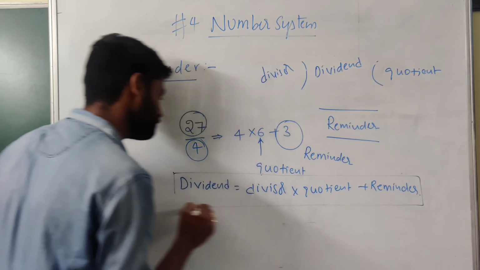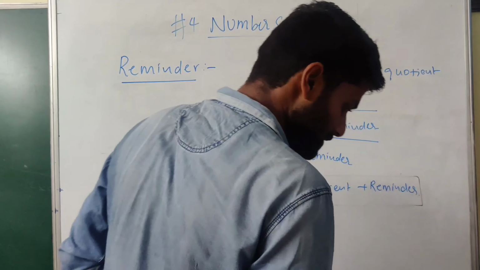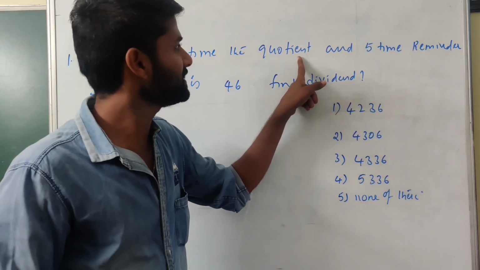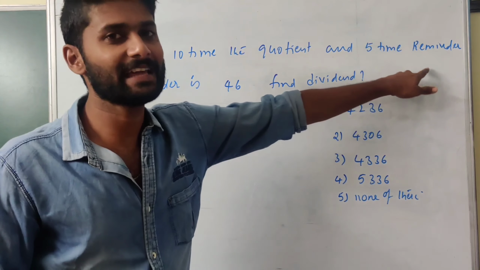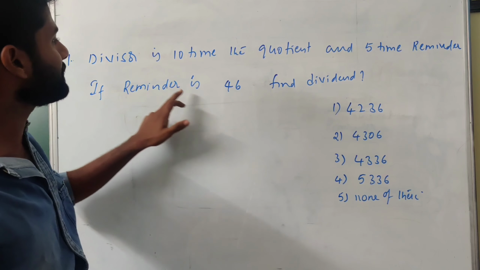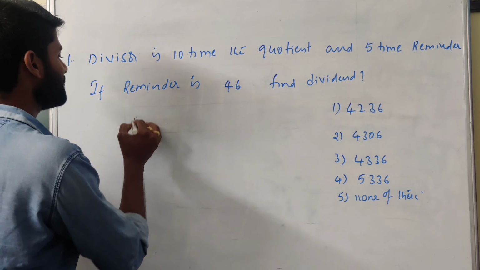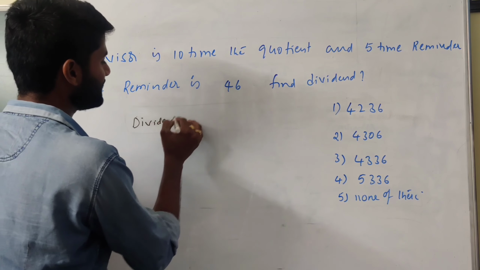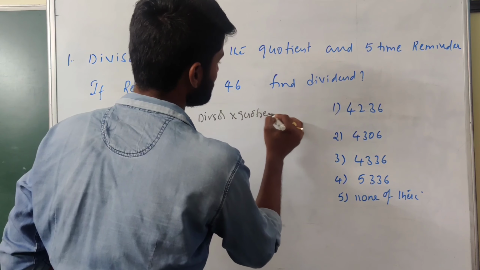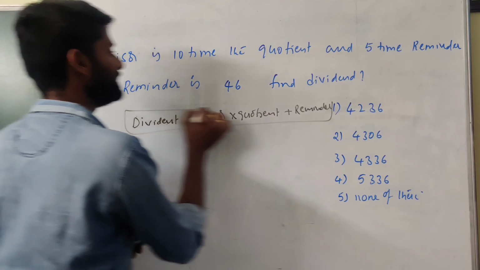We have some questions related to this particular formula. Okay, just see the first question. If the divisor is 10 times the quotient and 5 times the remainder, and the remainder is given as 46, find the dividend. See, we know the dividend formula: dividend is calculated as divisor multiplied by quotient plus remainder. So this is the formula to calculate the dividend.